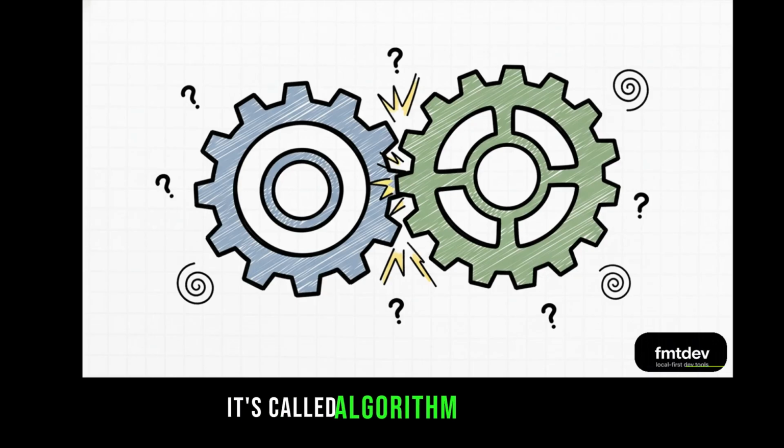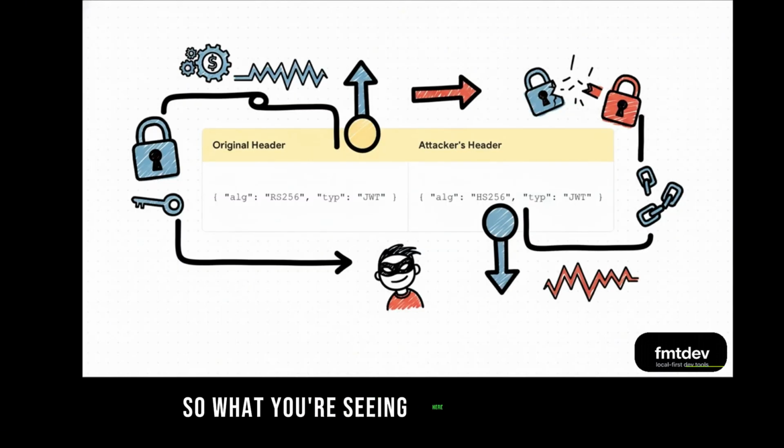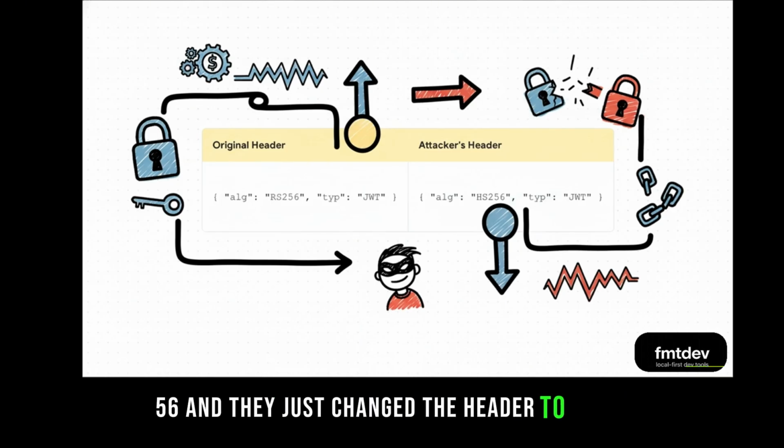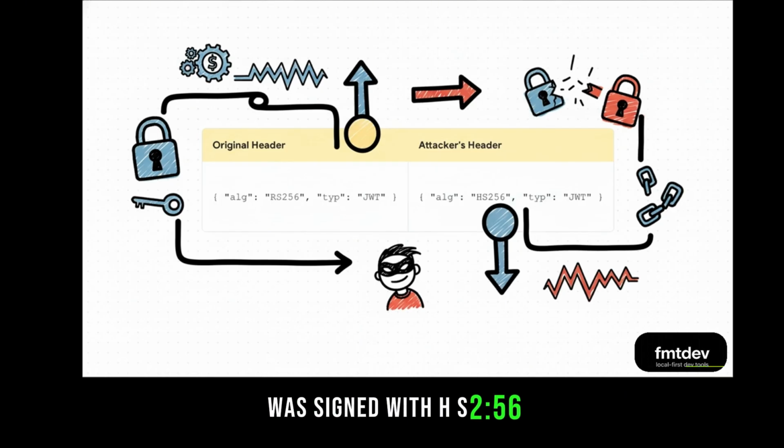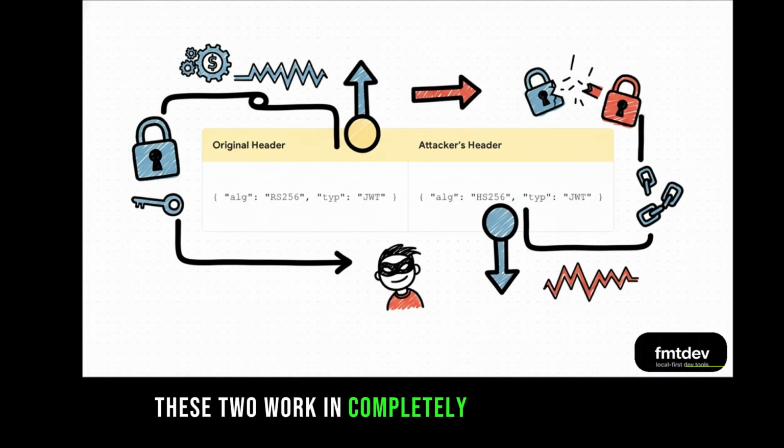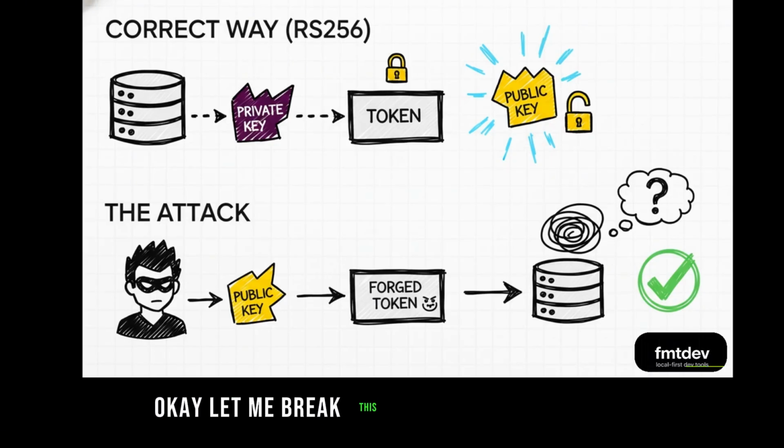All right, this next one is way more clever. It's called algorithm confusion, and it plays on a fundamental misunderstanding between two totally different kinds of signing algorithms. So what you're seeing here is the switch. The attacker takes a token that was originally signed with an algorithm called RS-256, and they just change the header to say it was signed with HS-256. These two work in completely different ways, and that's the whole key to this exploit.